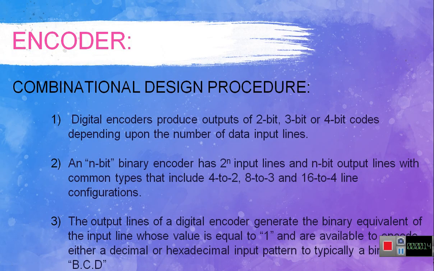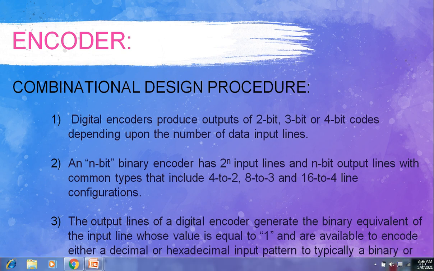What is an encoder? And here is the combinational design procedure of the encoder. Digital encoders produce outputs of 2-bit, 3-bit or 4-bit codes depending upon the number of data input lines. And a binary encoder has 2^n input lines and n-bit output lines, with types that include 4 to 2, 8 to 3 and 16 to 4 line configurations.